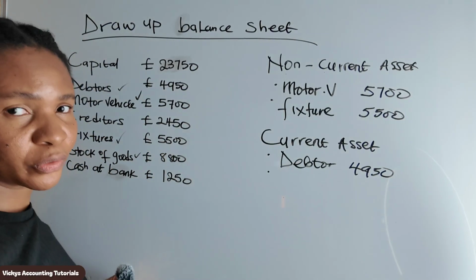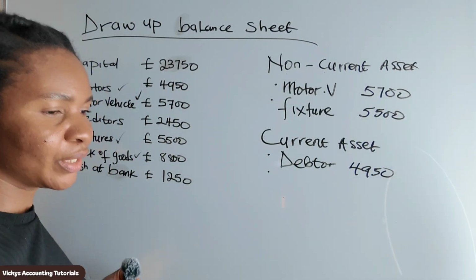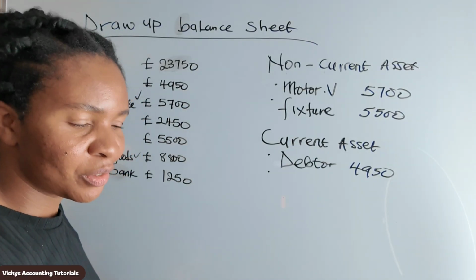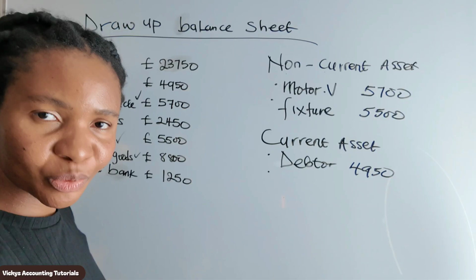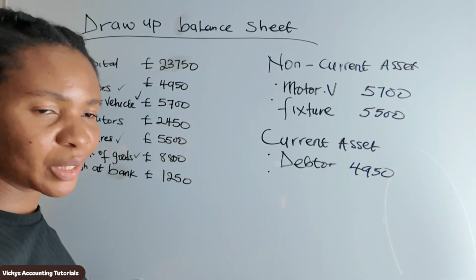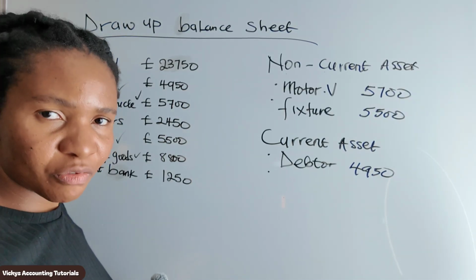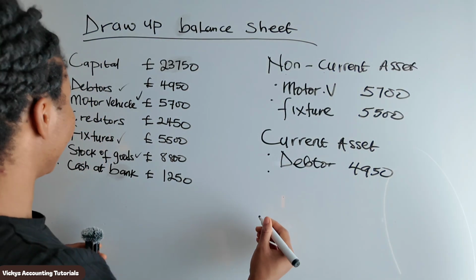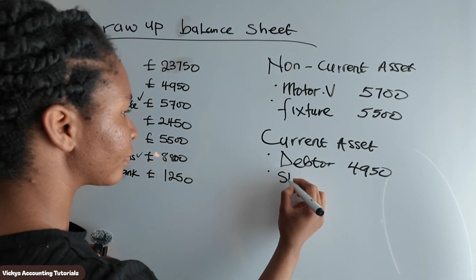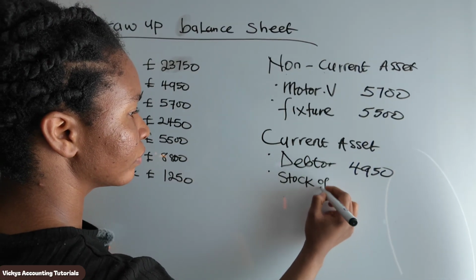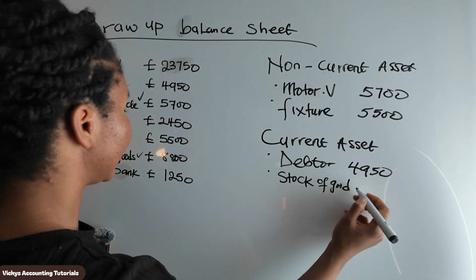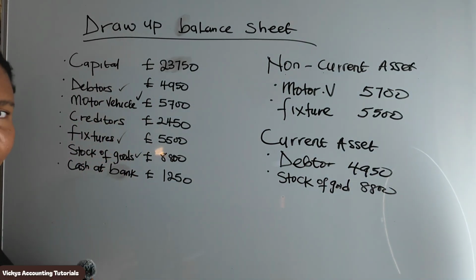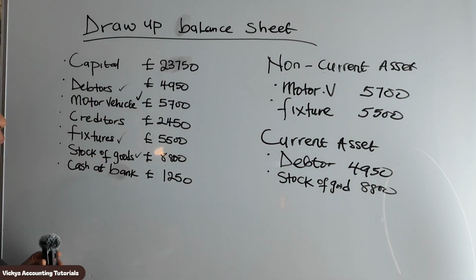So here, stock of goods is a current asset because it can be converted into cash within a few days, within a few months. Obviously, that's the reason why you're in a business, in order to make profit. So your aim is to sell your goods to your customers and convert that into cash. So it is a current asset. So stock of goods, how much is it? 8,800. So what else do you think can go under current assets?